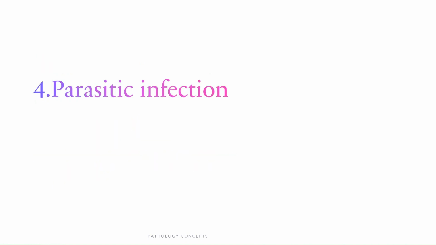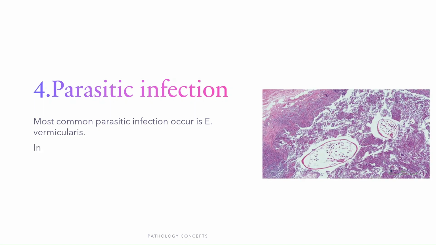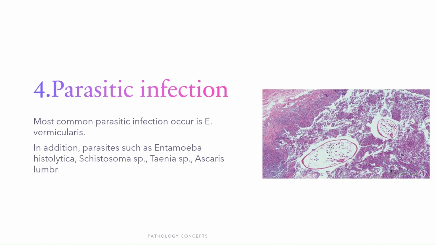Fourth is parasitic infection. The most common parasitic infection is Enterobius vermicularis. In addition, parasites such as Entamoeba histolytica, Schistosoma, Taenia, Ascaris lumbricoides and, very rarely, Balantidium coli have also been reported in appendix.